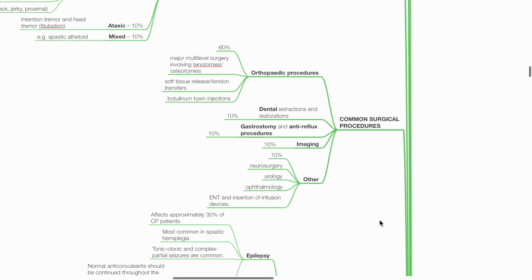Common surgical procedures involving a CP child include orthopedic procedures, 60%. Examples include multi-level surgery involving tenotomies, osteotomies, soft tissue release, tendon transfers, and botulinum toxin injections. Dental extractions and restorations, 10%. Gastrostomy and anti-reflux procedures, 10%. Imaging, 10%. And other procedures, 10%, which involve neurosurgery, urology, ophthalmology, ENT, and insertion of infusion devices.